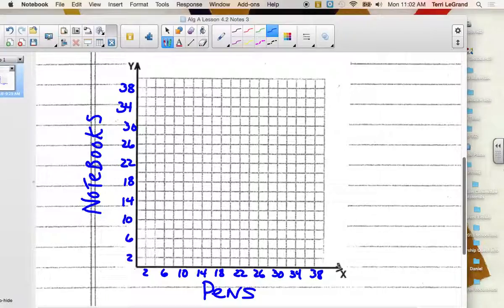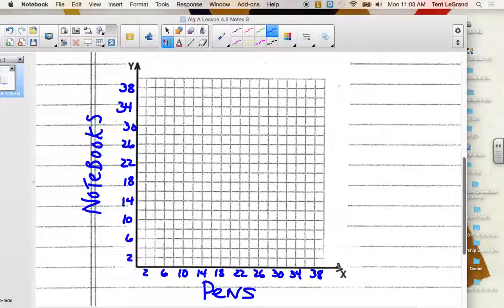Okay, so we know that x is the number of pens. We know that y is the number of notebooks in this situation. And in A, what they want us to do is graph the function and find its intercepts. Well, we're going to find its intercepts first to help us graph it. We're going to turn that around. We're going to say find its intercepts and graph the function.